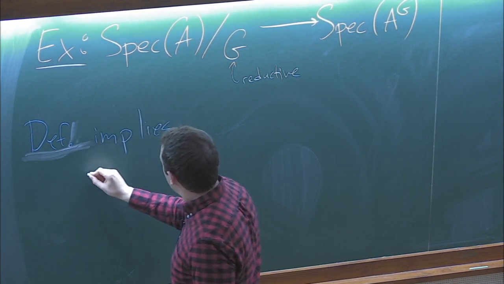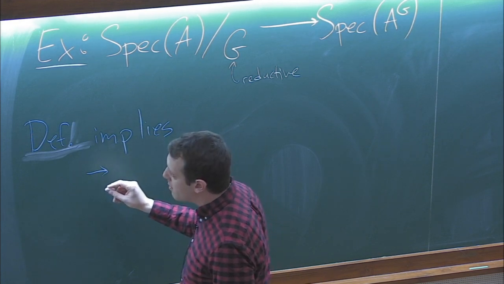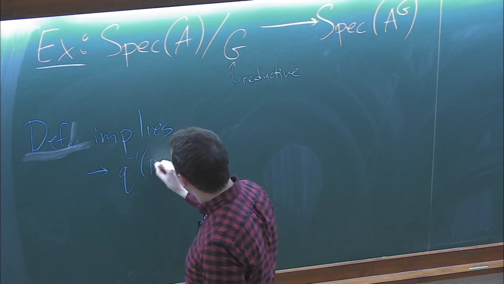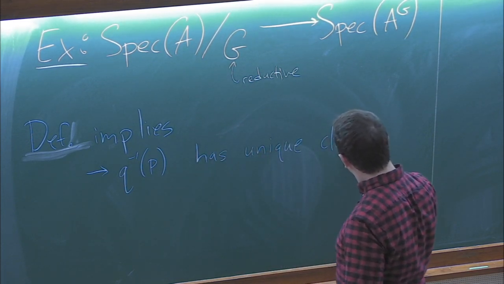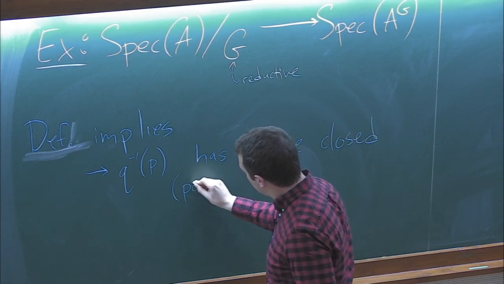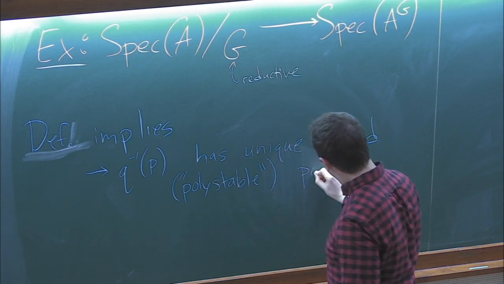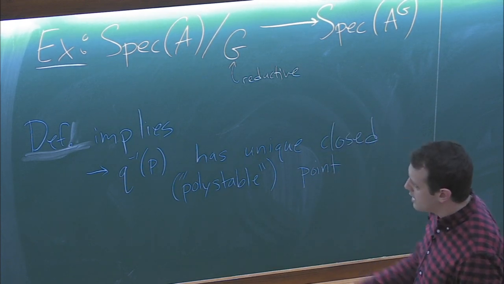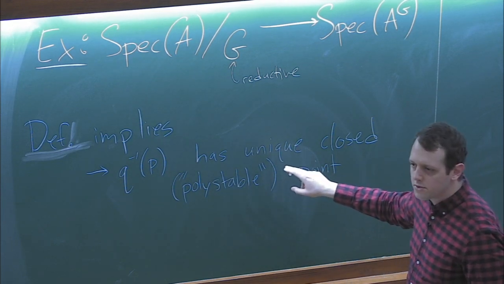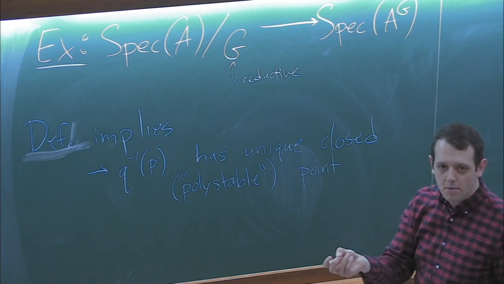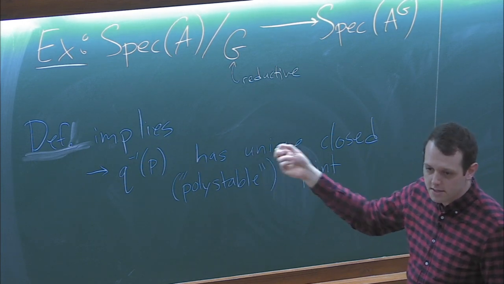And in Jared's thesis, he has a long list of things, but I just wanted to highlight a couple of them. So every fiber, Q inverse of P, has a unique closed point, i.e. polystable. Also, this notion is stable under base change. This is familiar from vector bundles over a curve, that the moduli space you get is literally parameterizing polystable objects, is bijective with polystable objects. So here you just say it's bijective with closed points in the fiber.